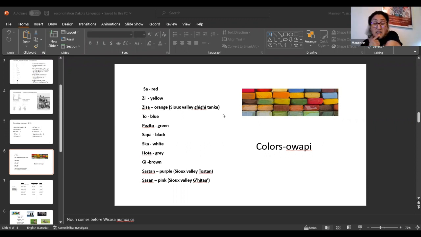Again, Sioux Valley, you recognize it as rikta. So when you hear people talk in that region, you can listen for that. Pay attention to that and recognize it.